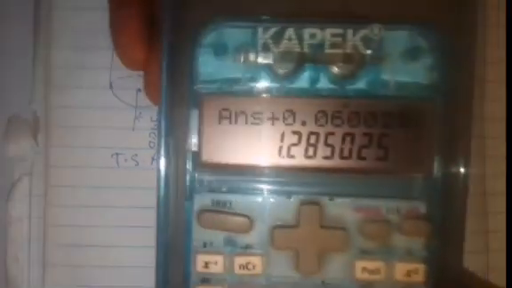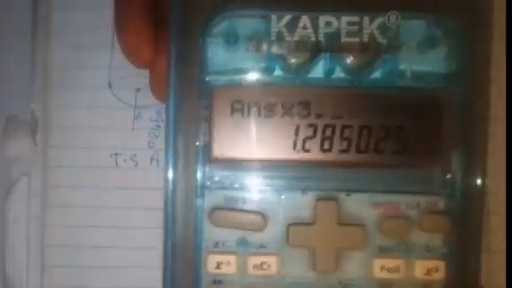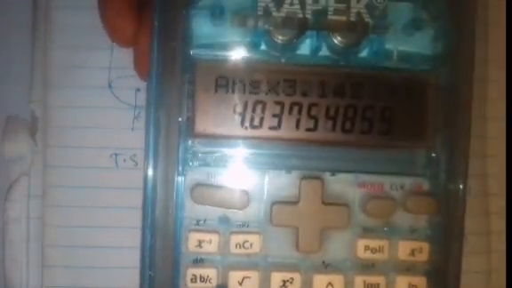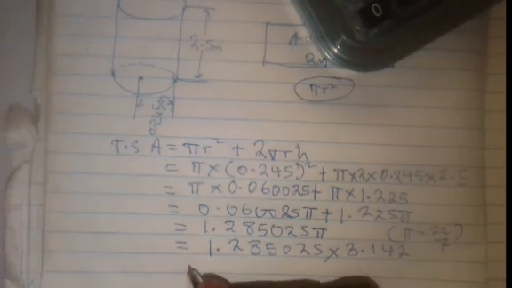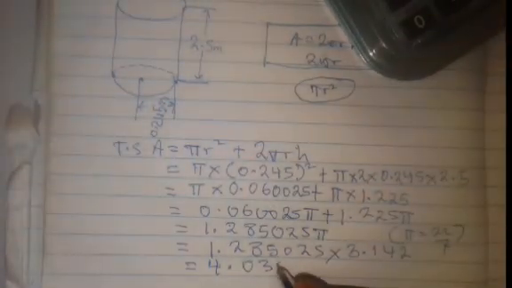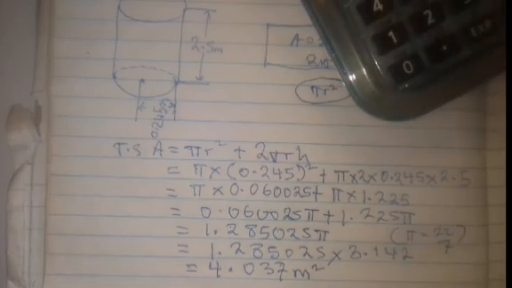So now that means this answer we got here, we are going to multiply it by 3.142. And if we multiply it by 3.142, we have 4.035. So here we write equals to 4.03 meters squared, since we are dealing with the total surface area.